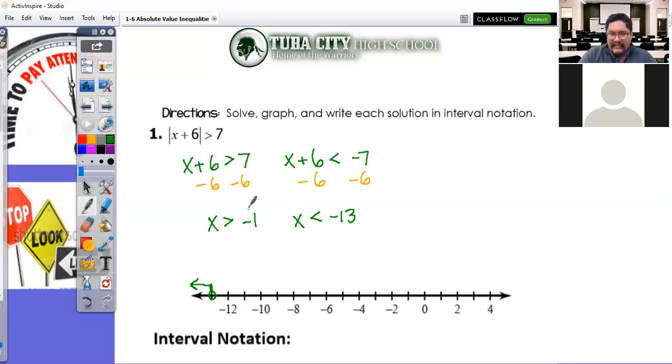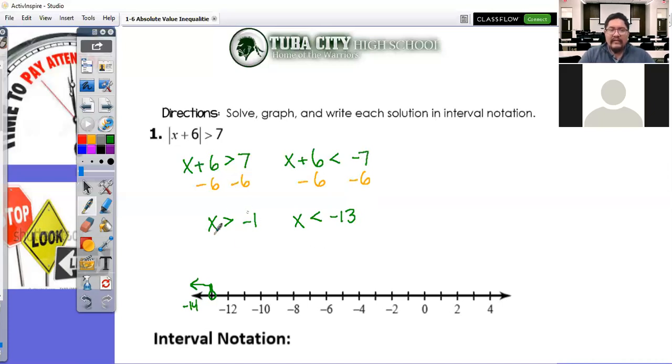And you can always check it too. Check it by plugging it in. Plug in something that you know is less than -13. Like if I pick -14, put -14 in here, -14 is less than -13. That's true because if you have two negatives, you want the one that has the lower value, the lower absolute value. In other words, the one that's closer to 0.